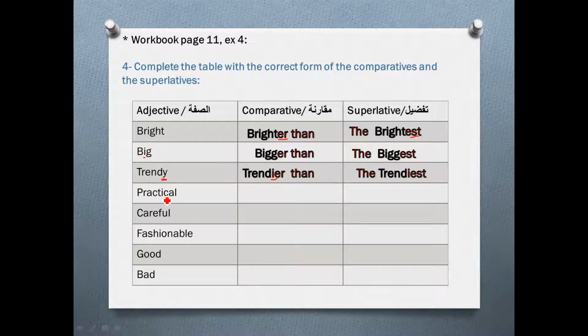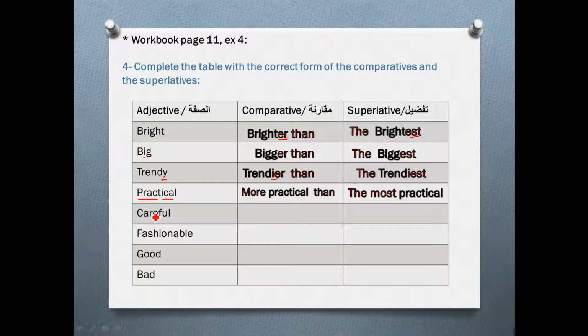Now for the word practical, you can notice that practical is not one syllable. كلمة practical بمعنى عملي أو حركي. Okay, تتكون من أكثر من مقطع. We say practical. Okay, so this is like two syllables. practical مقطعين. We can't add er. لا يمكن إضافة er أو est لأنها تتكون من مقطعين فتصبح more practical than. نستخدم كلمة more قبل الصفة. More practical than. And for the superlative we say the most practical.